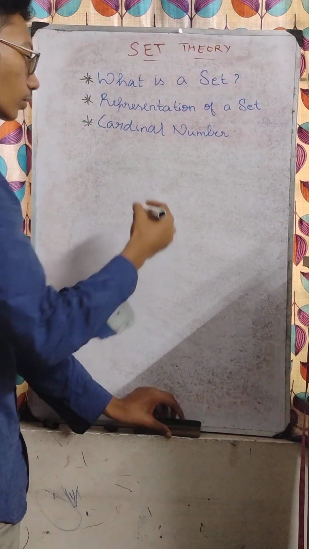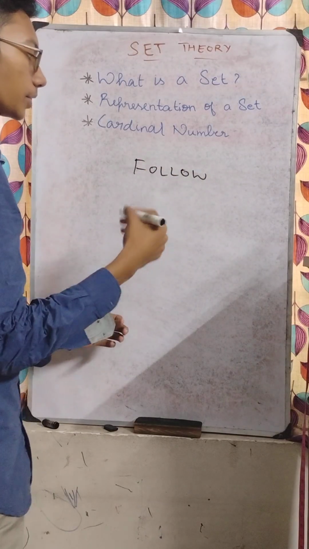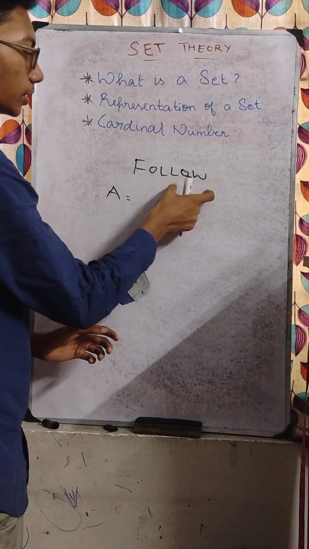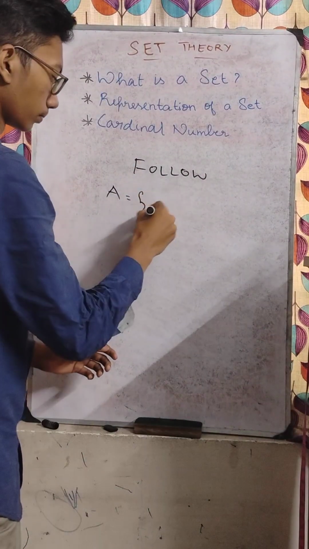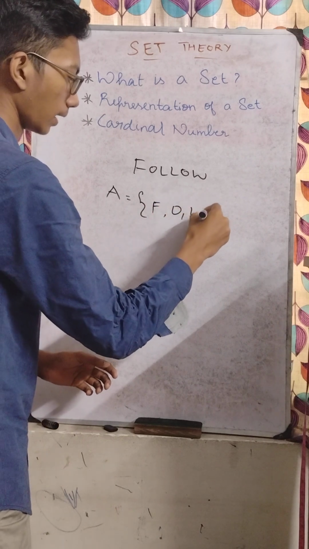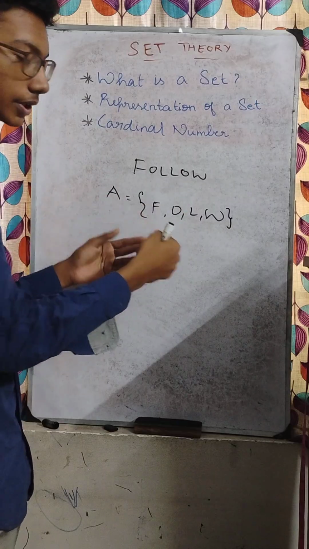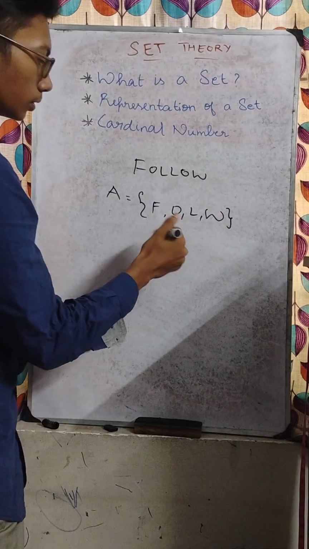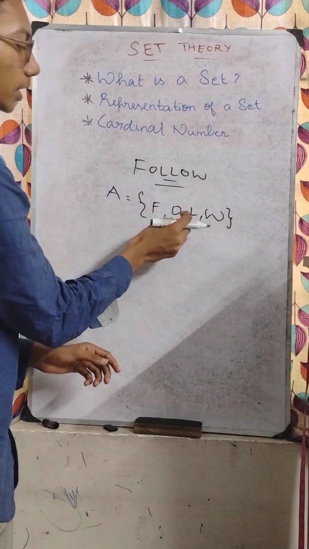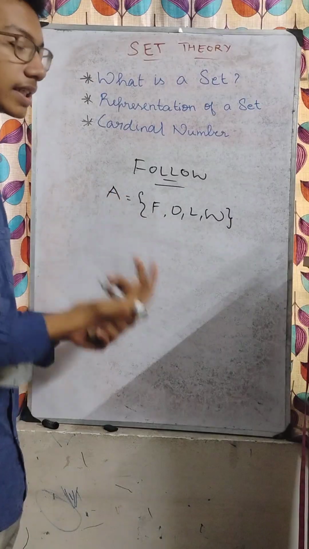So let's say we have a word called follow. Let's say we are writing the set of the letters given in this word. So the set would contain F, O, L and W. So this is the set of letters of the word follow. We have neglected the duplicate L's and duplicate O's, and written them once. So that's how you will represent a set.